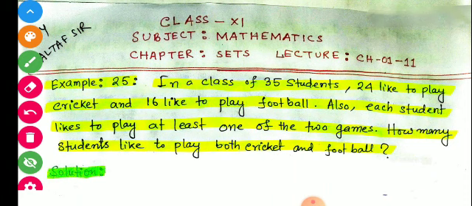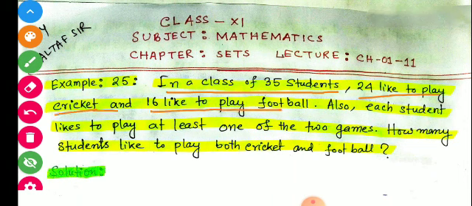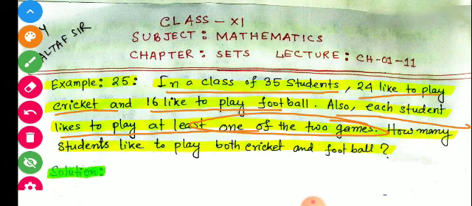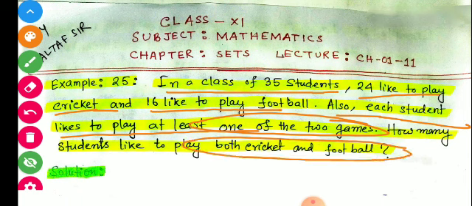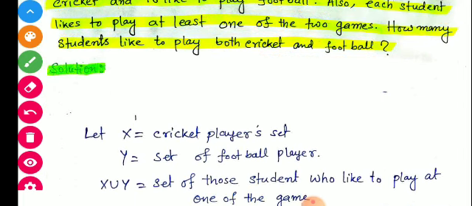Example 25. In a class of 35 students, 24 like to play cricket and 16 like to play football. Also each student likes to play at least one of the two games. So we have to find out how many students like both cricket and football. So we will see what to do for this.